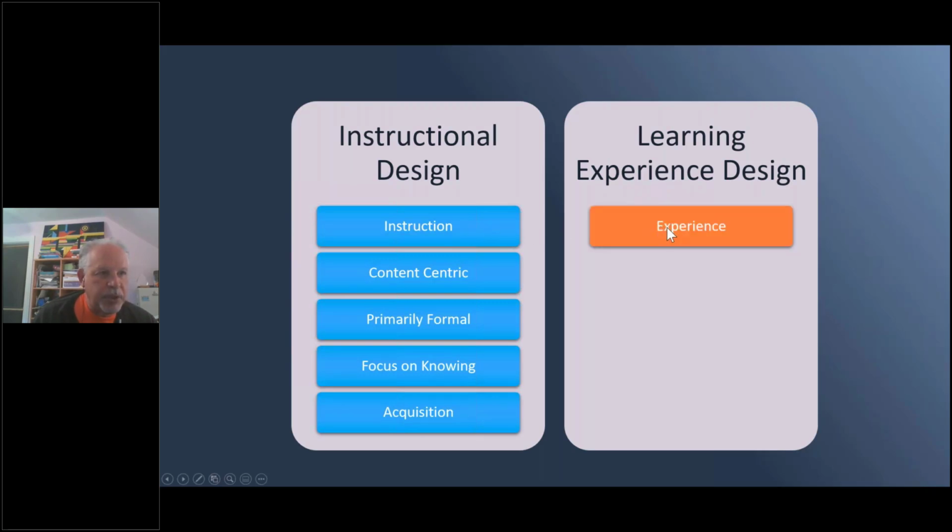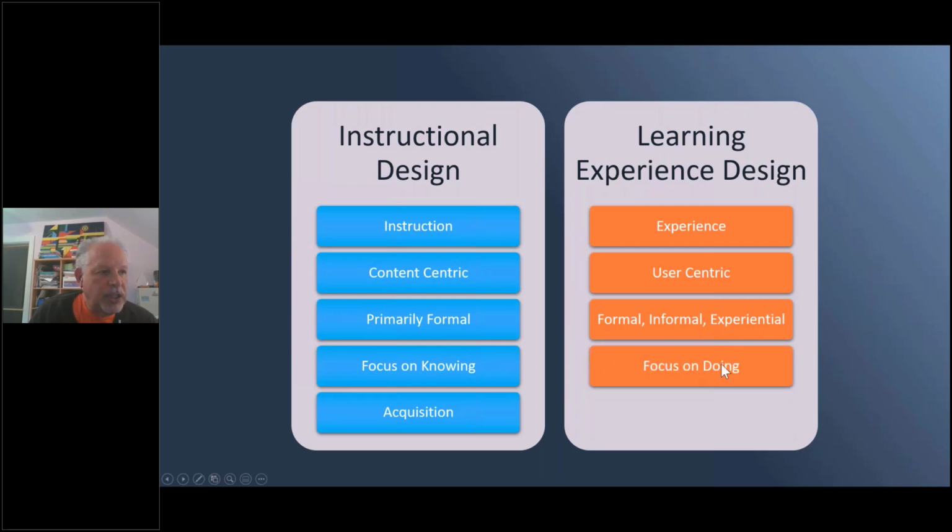The main focus is on experience, learning by doing, and I'm going to get into this a lot more, as experience is a core of learning. And then it tends to be user-centric, focused on the user as opposed to the content. The content's important, but the user is central. It integrates formal, informal, and experiential learning, with more emphasis actually on the informal and experiential.